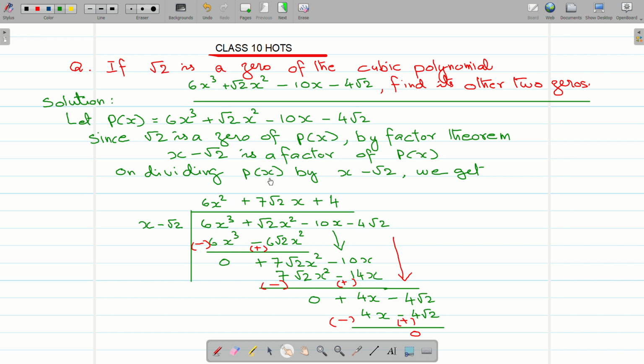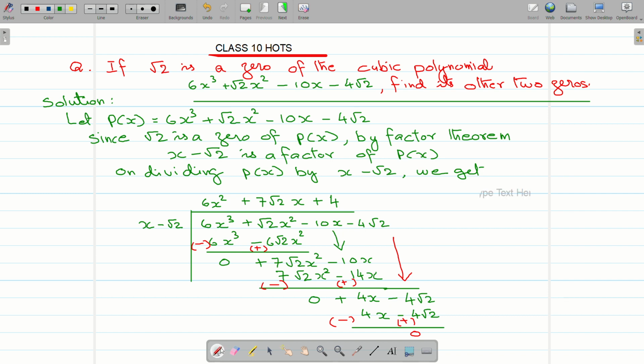Now by dividing p(x) by x minus root 2, the remainder is going to be 0 since x minus root 2 is a factor. By dividing p(x) by x minus root 2, we will get the remainder 0. 6x cube plus root 2x squared minus 10x minus 4 root 2.